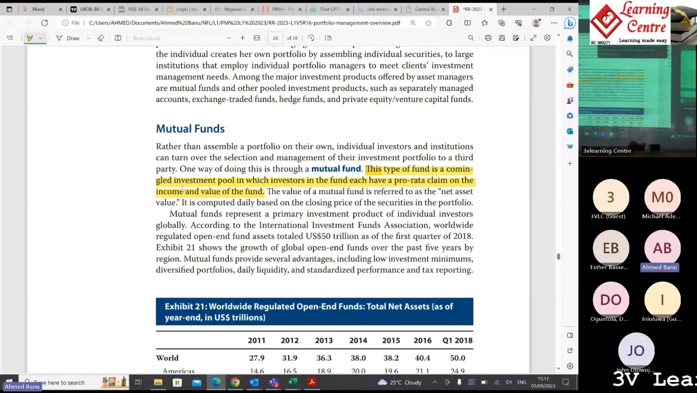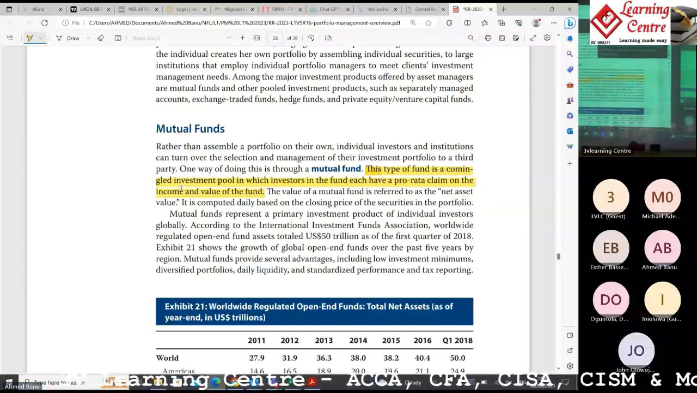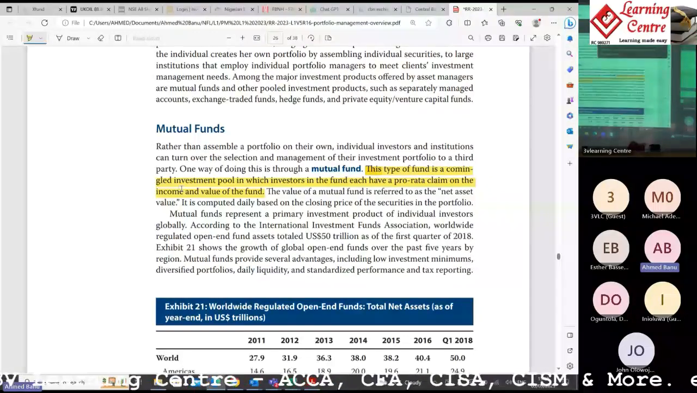Yep. So this is a type of fund. This type of fund is a commingled investment pool in which investors in the fund each have a pro rata claim on the income and value of the fund. So you remember when I was explaining pooled investments, it's not only the future value of the fund that you have your claim on, you also have a claim on the income.